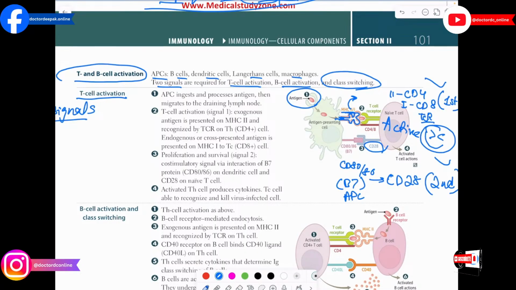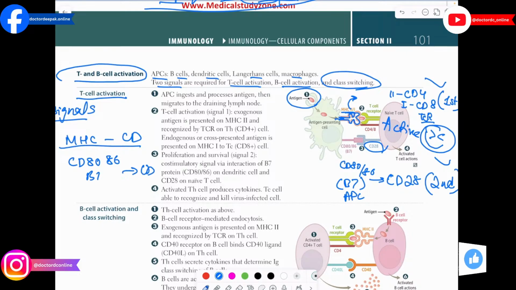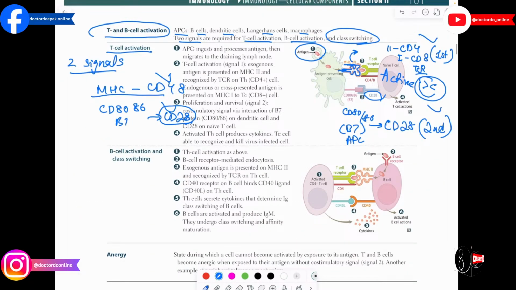One is between MHC and CD markers. The second is between CD80, 86 or B7 with CD28. The CD28 is present on the T cell, and CD4 and 8 are also present on the T cell. Understand? For B cell activation, we also need two signals.